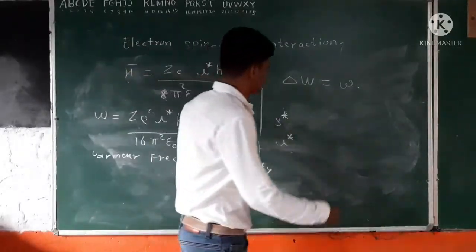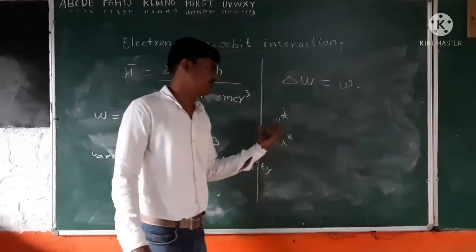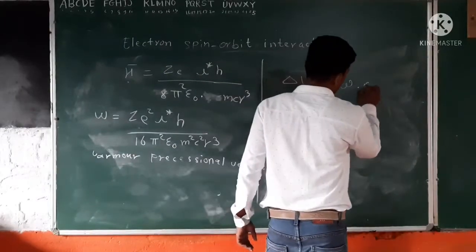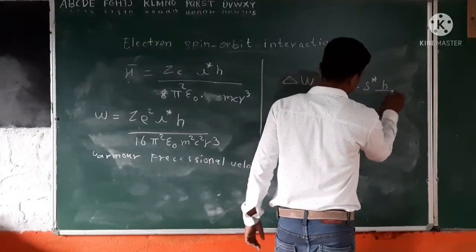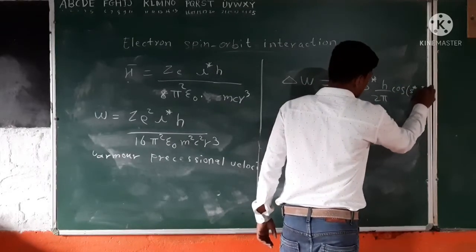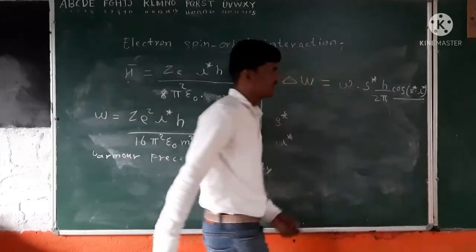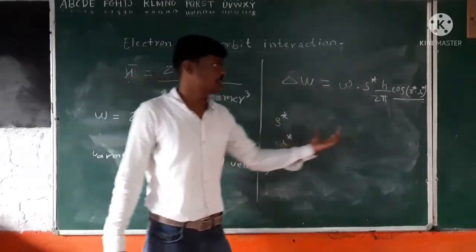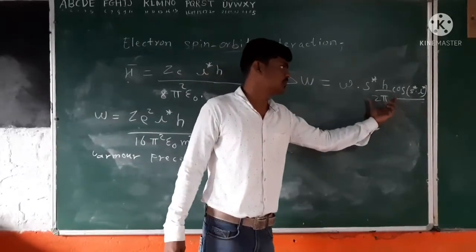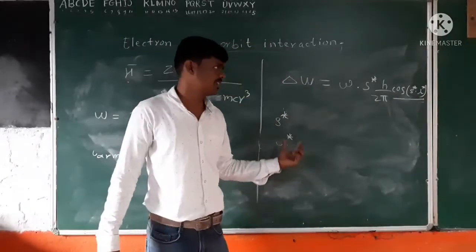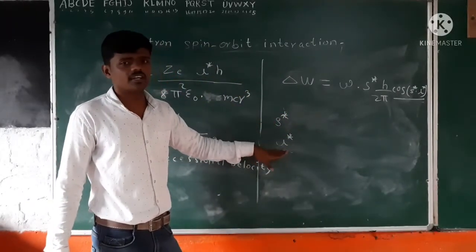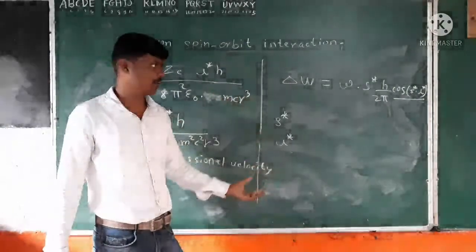So how do we write the projection of one vector quantity onto another? We use the cosine of the angle. So S star h by 2 pi cos of the angle between S star and L star. This is how we write the projection of S star on L star, that is, the projection of the spin angular momentum vector onto L star, the vector of orbital angular momentum.